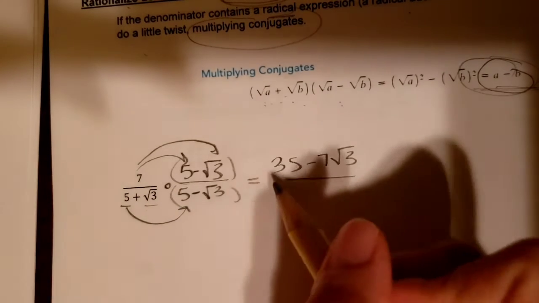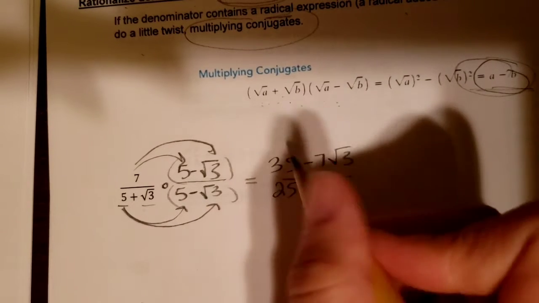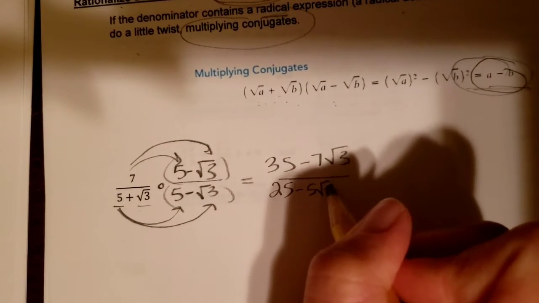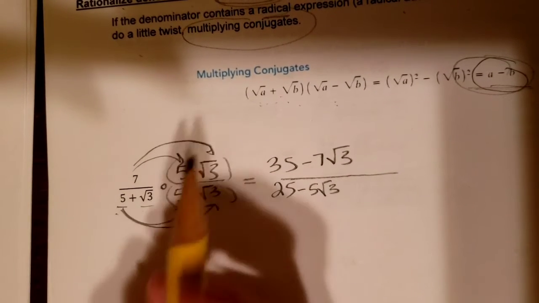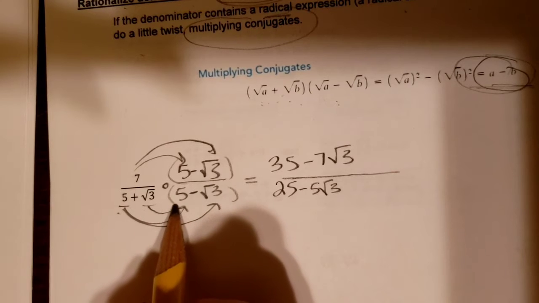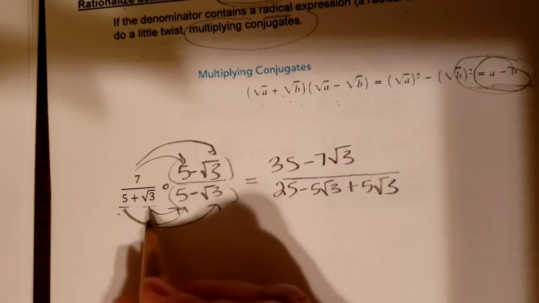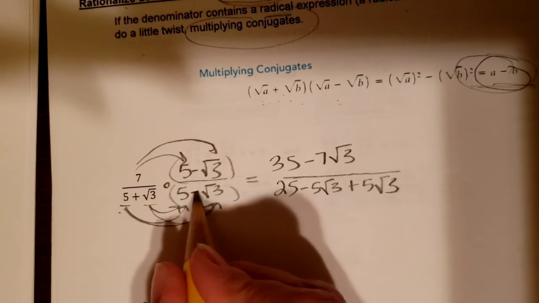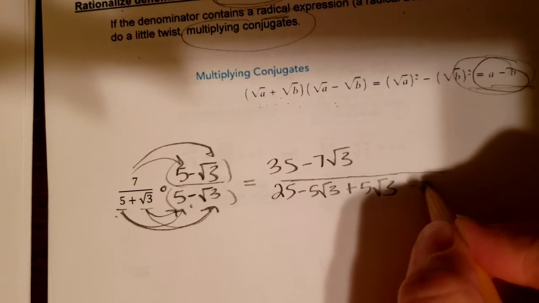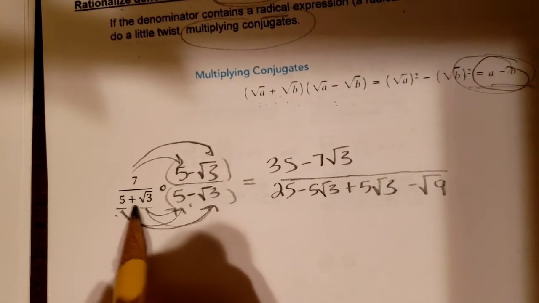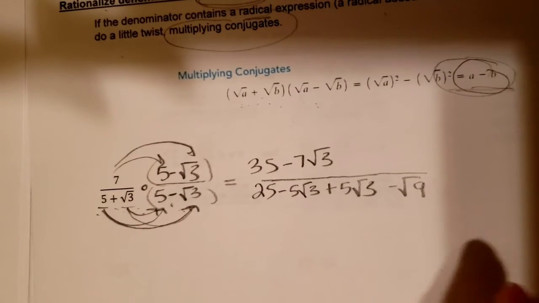So 5 times 5 is 25. 5 times negative square root of 3 is negative 5 square roots of 3. So we distribute the 5 completely. Now we're going to distribute the square root of 3. So square root of 3 times 5 will be 5 square roots of 3. And the square root of 3 times the negative square root of 3, you got to pay close attention to the signs, will be minus the square root of 9, because it was essentially a positive times a negative. They're both underneath the radical there, so you do have to do that 3 times 3, okay?